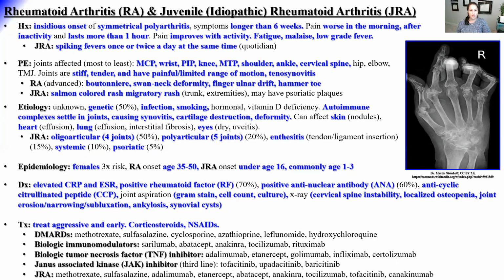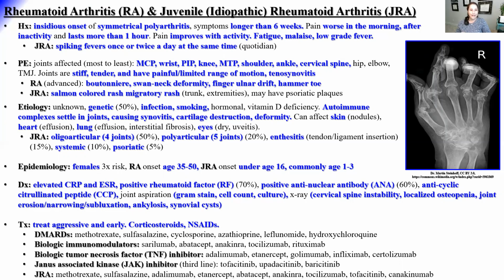On physical exam, it can affect lots of joints, but in order of the most common to least common: MCP, wrist, PIP joints, so the proximal interphalangeal joints, metatarsophalangeal joints, shoulder, ankle, and cervical spine. It can also less commonly affect the hip, the elbow, and the temporomandibular joint. On exam, these joints are going to be stiff. They're going to have tenderness. They'll have painful or limited range of motion, and they may also have inflammation in the tendons, so tenosynovitis.